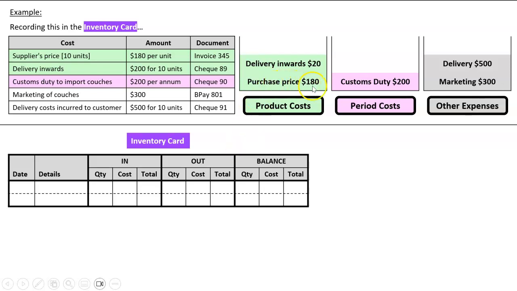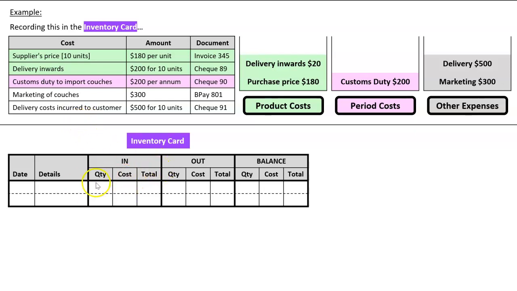Is it the purchase price? Yes. Is it the delivery inwards? Yes. These are actually part of the inventory now. Is customs duty part of the inventory? No. So we're not going to put the customs duty as part of the inventory. So what would we do here?